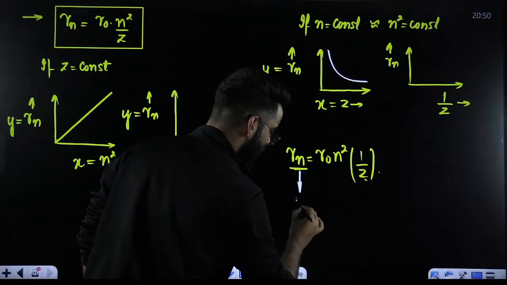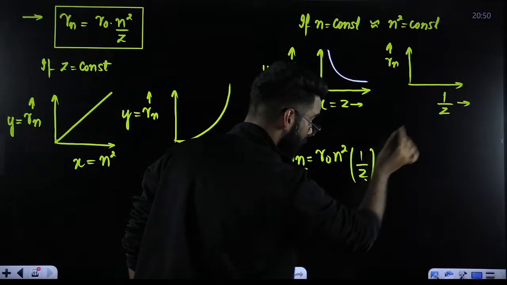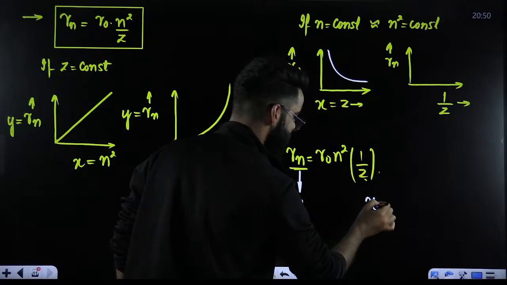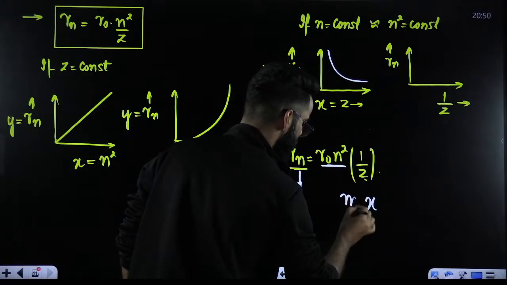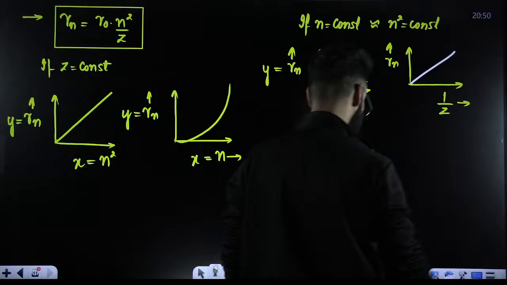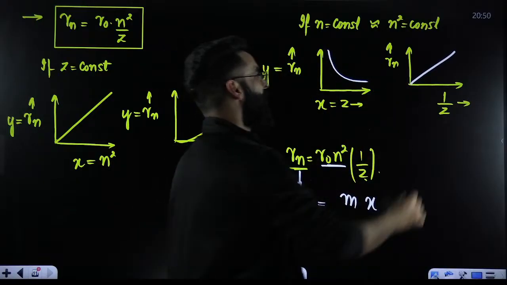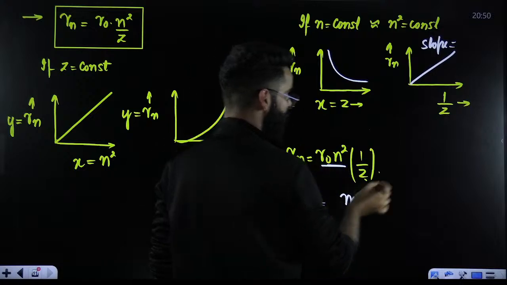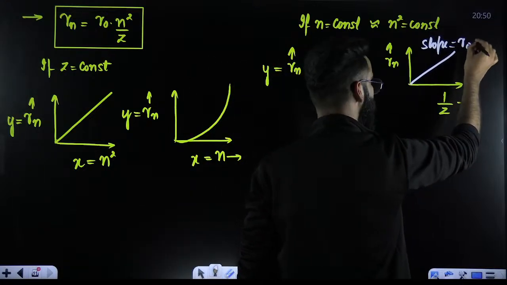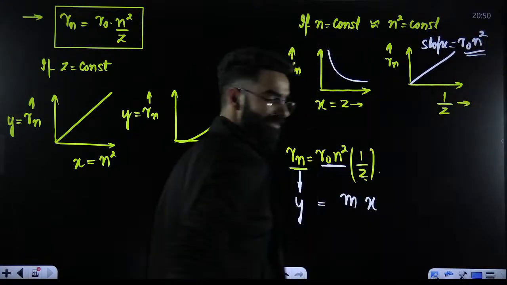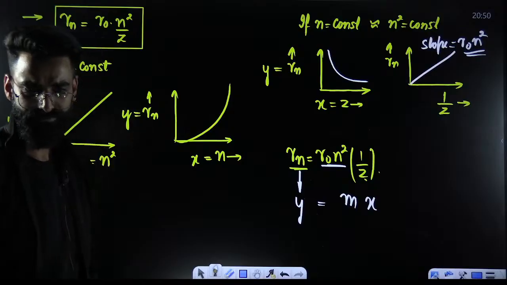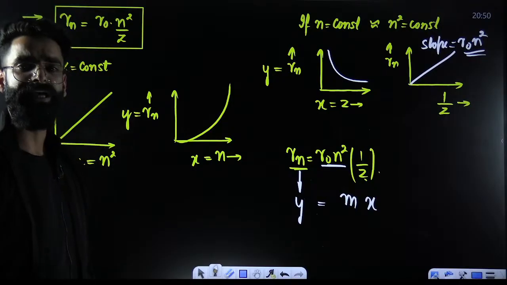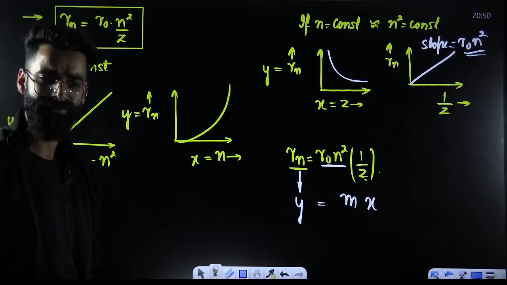Second, Rn versus 1 by Z. Rn you are plotting along the y-axis, and 1 by Z you are plotting along the x-axis. So instead of 1 by Z, I'm writing x. This whole becomes your m. Y is equal to mx, a straight line. If I ask you what about the slope of this curve? Slope means basically m, and the m value over here is R0 n square. Perfect. That's how you make these graphs. So do you think if you know the equation, you can make any graph from now onwards?